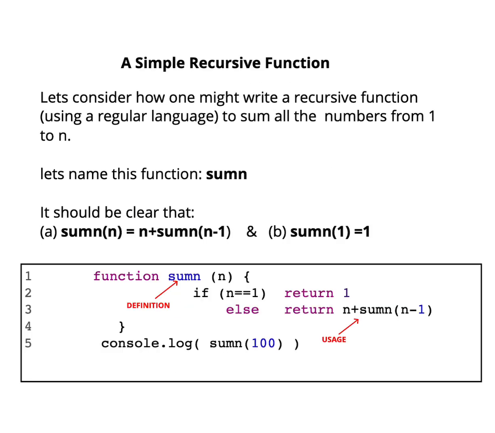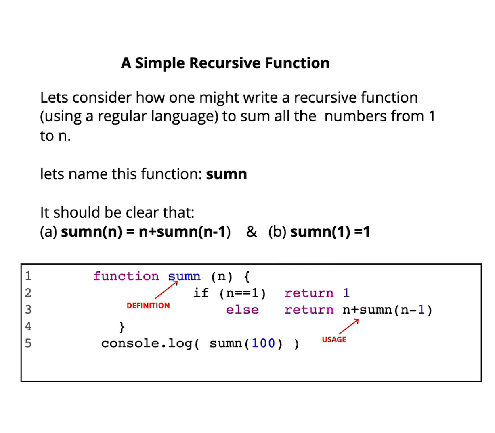Now, let's use a regular programming language to write a recursive function to calculate the sum of numbers from 1 to n. Let's name this function sumn. So sumn of 100 is equal to 100 plus sumn of 99. Sumn of 99 is equal to 99 plus sumn of 98. So we can generalize and write sumn of n is equal to n plus sumn of n minus 1. And we also know that sumn of 1 is equal to 1.